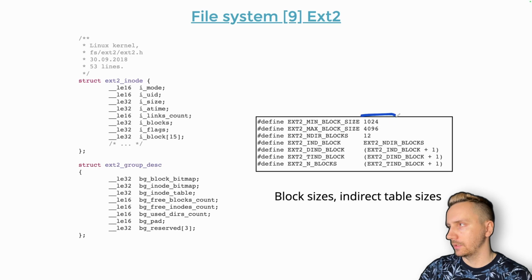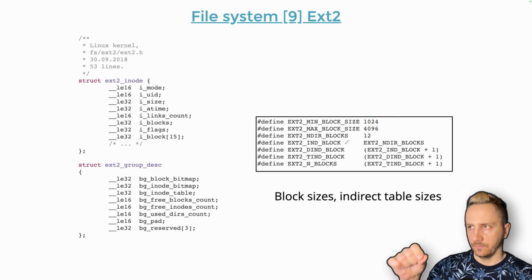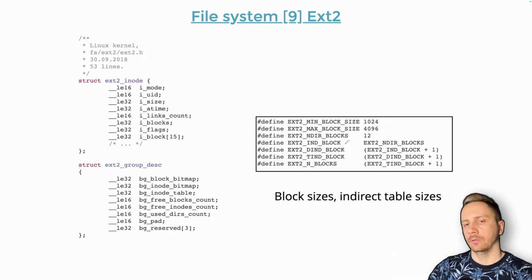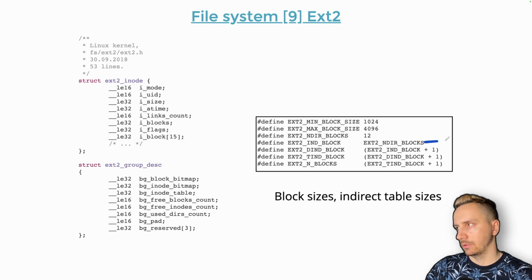Minimal block size in ext2 is 1 kilobyte, maximum 4 kilobytes. Then the number of direct blocks is 12. The index of the block having the first level of indirectness is 12, if we count from 0. Then plus 1 is the second indirectness, and plus 1 is the third indirectness. And this is the total number of blocks, 15.